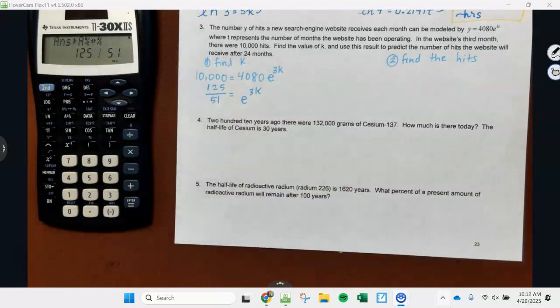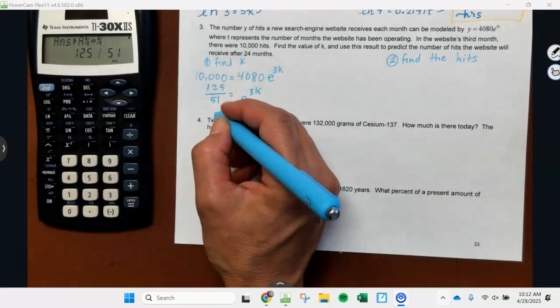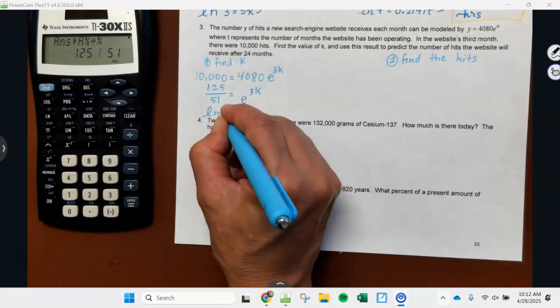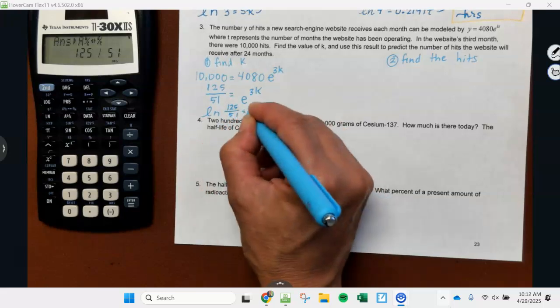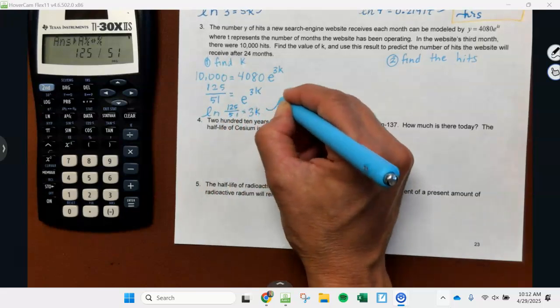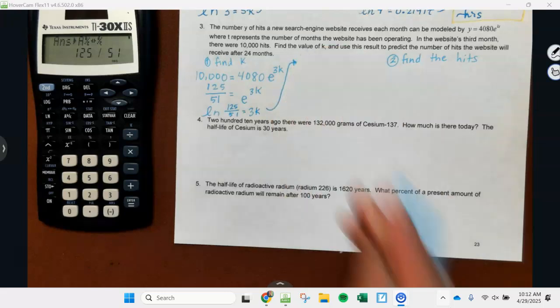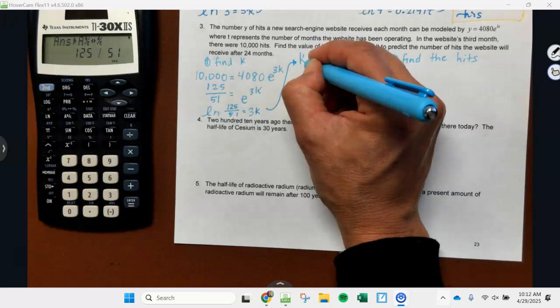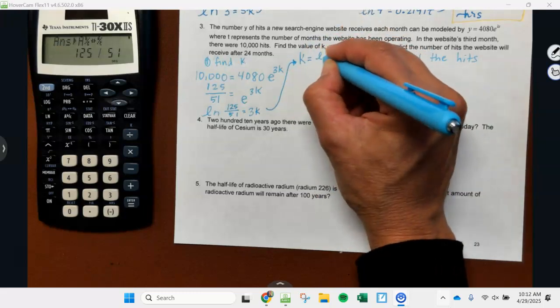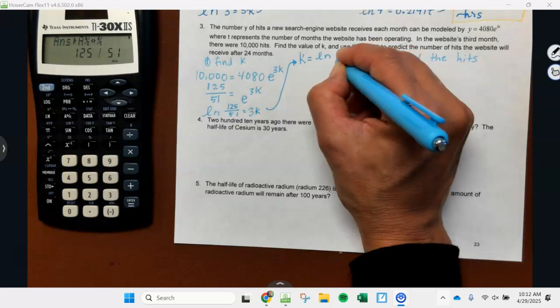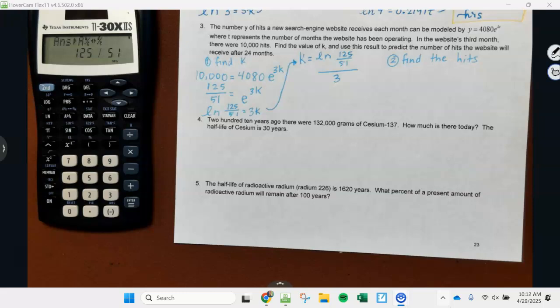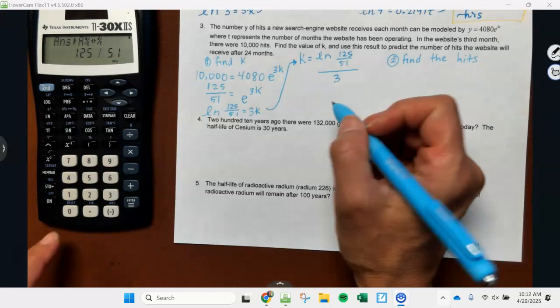Time to log it. Natural log. So the natural log of 125 over 51 equals 3K. But that's not K. All we've got to do is divide by 3. So K is going to equal the natural log of 125 over 51, that's the numerator, divided by 3, that's the denominator. Let's go ahead and put that in on the calculator, see what we get for K.